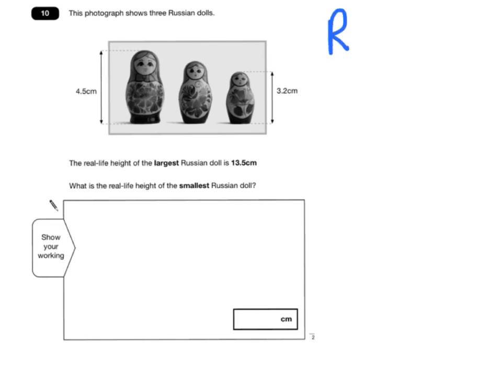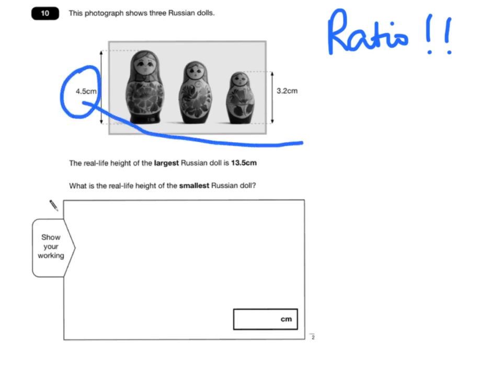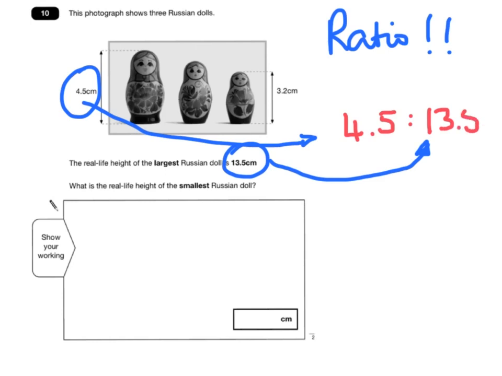Okay, so a really important thing here is to realise that this is a ratio question, and it's the ratio between the doll in the photo and the doll in real life. This doll in the photo is 4.5 centimetres, and we know that she is 13.5 centimetres in real life. So our ratio is 4.5 to 13.5.